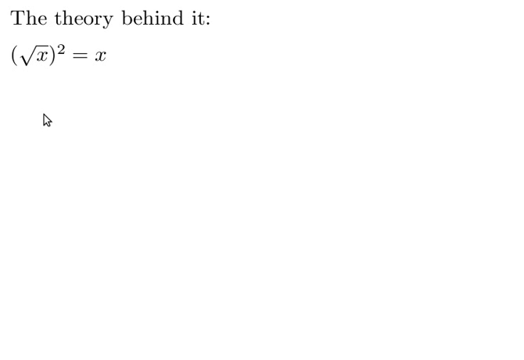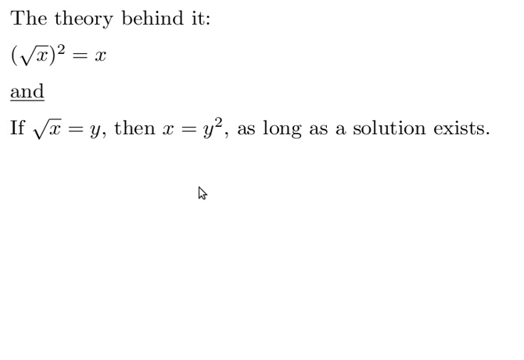But aside from that, we have this next rule: if the square root of x equals y, then x equals y squared. If the square root of x equals y, then x equals y squared. There is a qualification to this, though: as long as a solution exists. Because, like I said, we always want to check the solutions, because there's a chance that there might be something wrong.